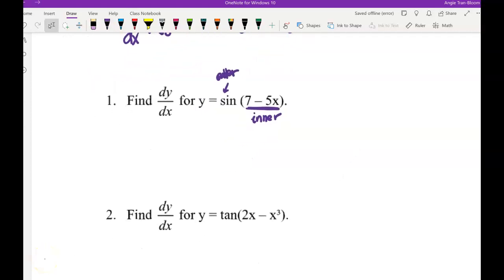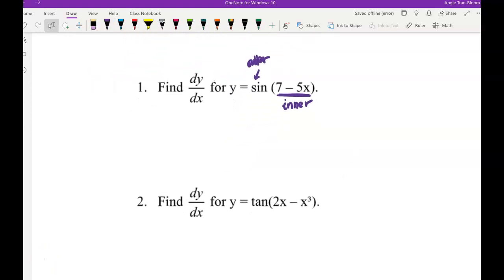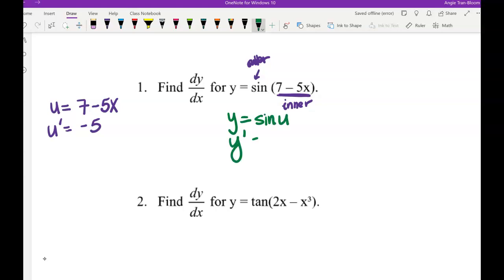Now, sometimes it's easier if you let the inner be a different function, like u. So this is called u substitution. So we can let u be the inner, which is 7 minus 5x, okay? Then the derivative of that is u prime equals negative 5. And that means we can rewrite this as y equals sine of u. So the derivative is really, the derivative of sine is cosine of u times the inner, which is u prime.